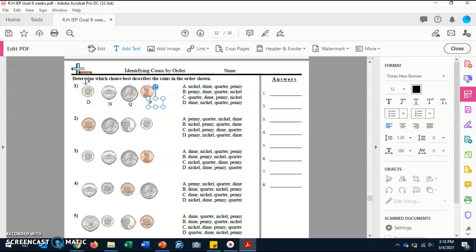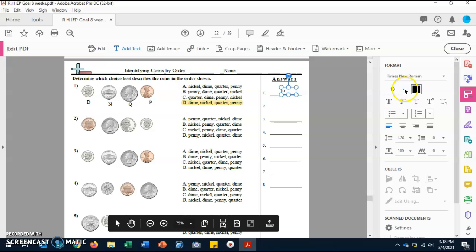Yes. Let's continue to make sure, see if this is our answer. Nickel. Is this a nickel? Yes. Then quarter. This is a quarter. And penny. This is a penny. Good job. We have found our answer. It is letter D. Dime, nickel, quarter, and penny. And over here, I'm going to put letter D. That is the answer we chose.